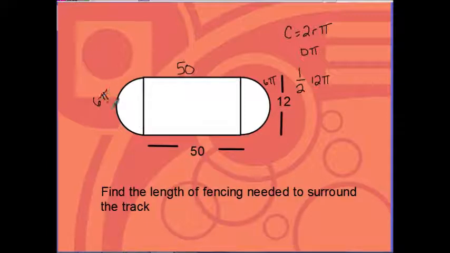Now, unless it says round to the nearest tenth, you want to leave things in terms of pi. 50 plus 50 is going to be 100. 6 pi plus 6 pi is going to give us plus 12 pi. And that's going to be the amount of fencing that we needed in order to surround.